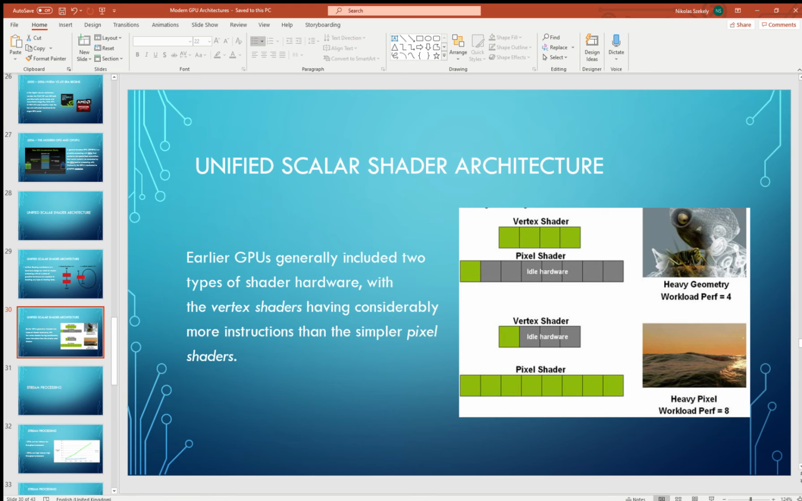Earlier GPUs generally included two types of shader hardware, with the vertex shaders having considerably more instructions than the simpler pixel shaders. This lowered the cost of implementation of the GPU as a whole and allowed more shaders in total on a single unit. This was at the cost of making the system less flexible and sometimes leaving one of the set of shaders idle if the workload used one more than the other. As improvements in fabrication continued, this distinction became less useful. ATI Technologies introduced unified architecture on the hardware they developed for the Xbox 360.